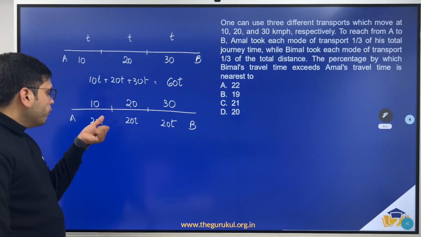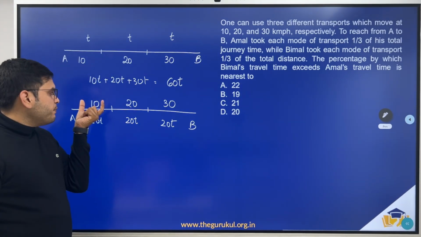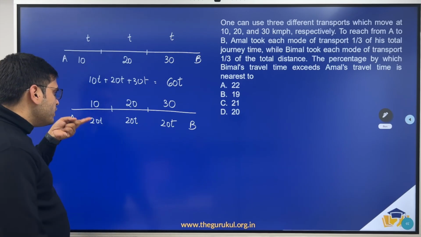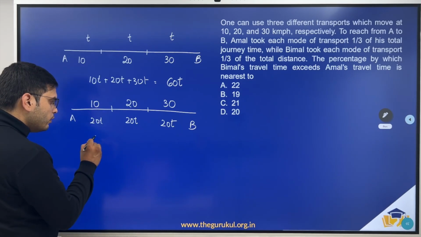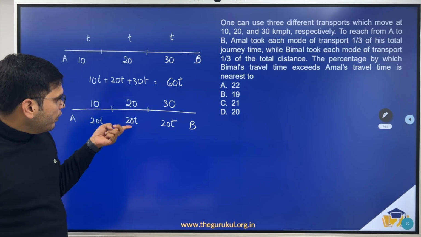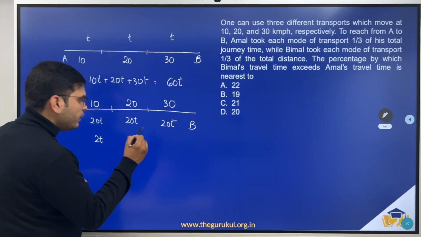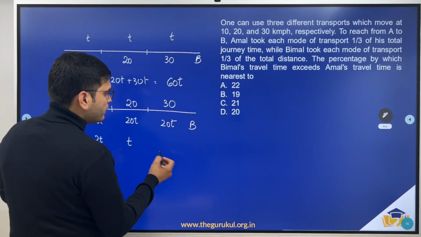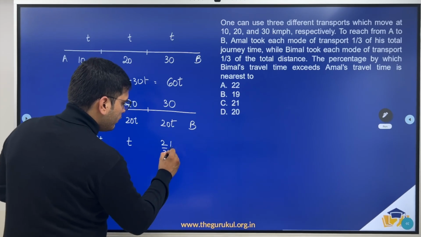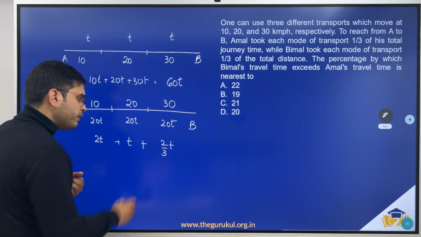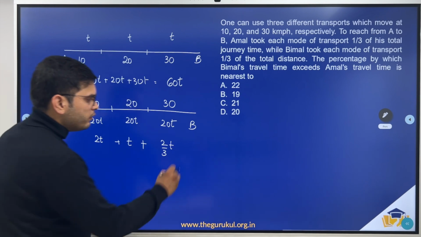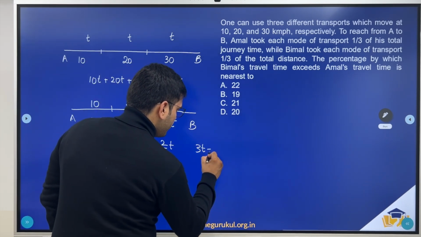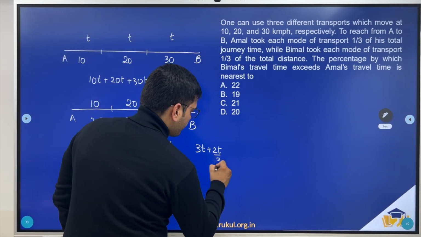Right. Now we know that distance is 20T, speed is 10 kilometers per hour. So what's the time? Distance by speed, 20T by 10, 2T. Now here 20T by 20, T. Here 20T by 30, 2 by 3 T. So the total time taken by Bimal would be 3T plus 2T by 3.